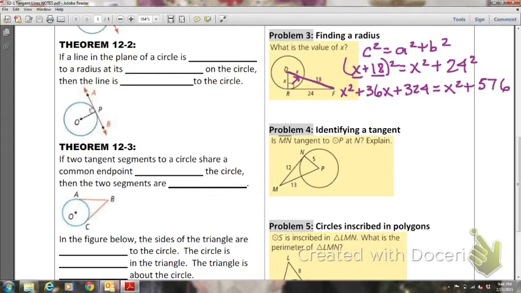Now the nice thing about this is if you subtract x squared from both sides, they drop out of your equation and you don't have a quadratic equation to solve. It turns into a linear equation. So just subtract the 324 from both sides, you have 36x equals 576 minus 324 is 252. Then divide both sides by 36. And x is 7.